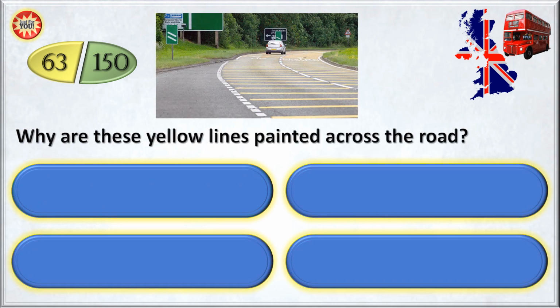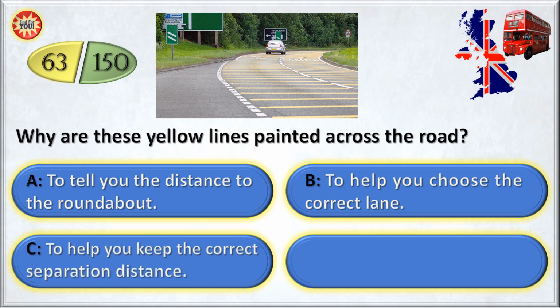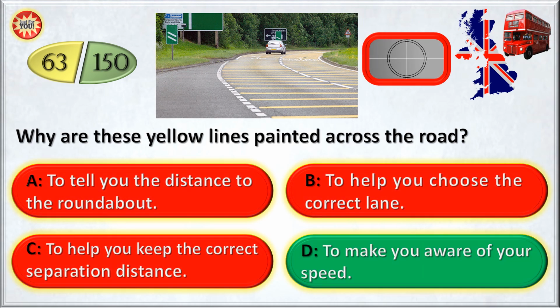Why are these yellow lines painted across the road? To tell you the distance to the roundabout. To help you choose the correct lane. To help you keep the correct separation distance. To make you aware of your speed.